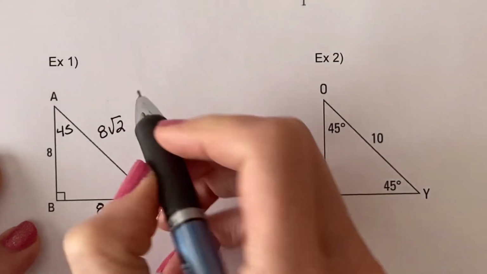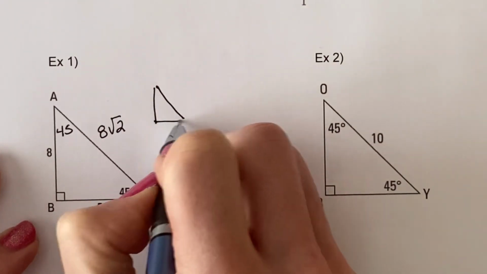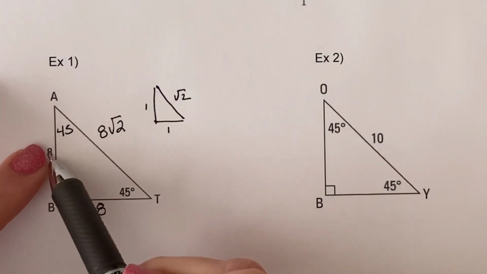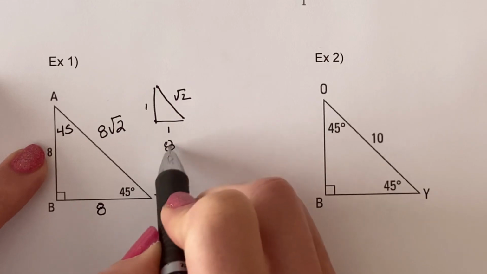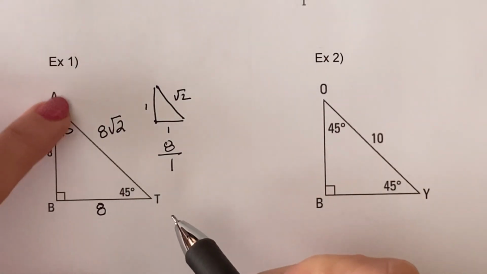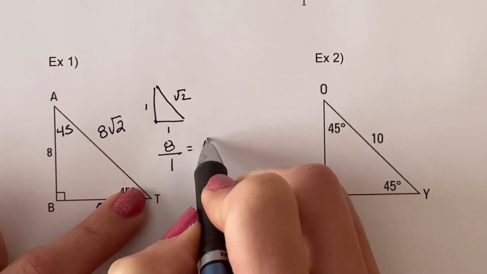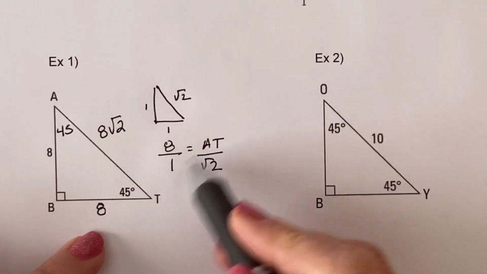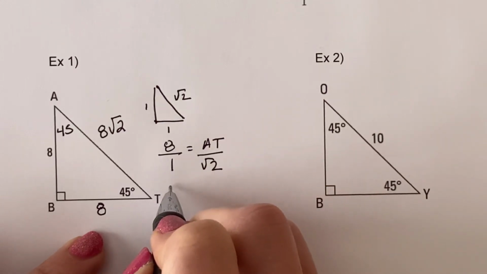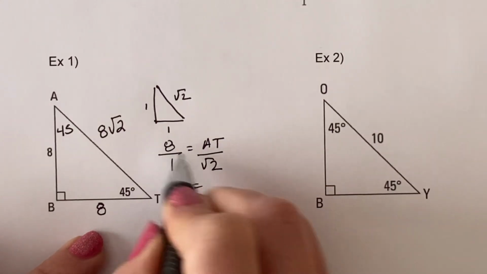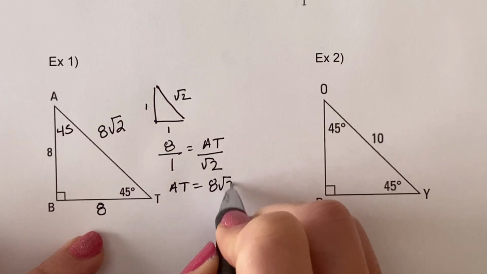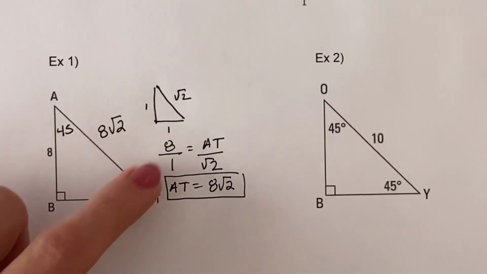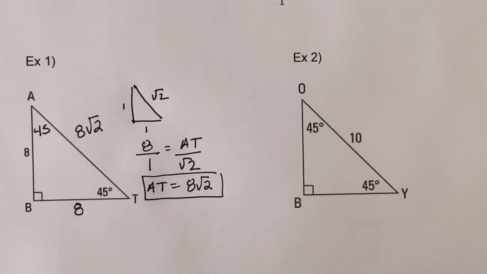If you forget how to do that, just write in your 1, 1, square root of 2 and set up a ratio. So 8 over 1 will have to equal this unknown, I'll call it AT, over square root of 2. And there we cross multiply. 1 times side AT is just AT, and 8 times square root of 2 is just 8 square root of 2. So you can either figure it out using your logic or you can cross multiply.